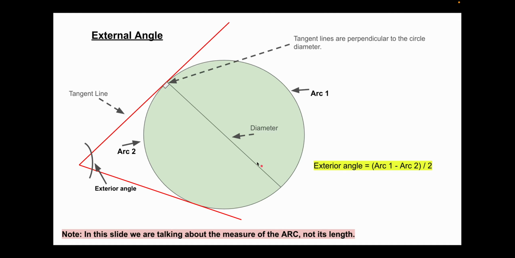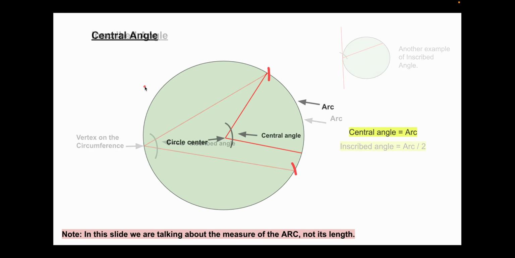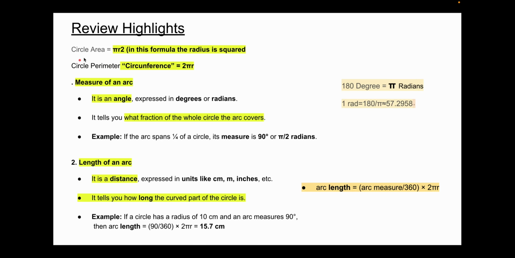The diameter is always perpendicular to a tangent line, creating a 90-degree angle. So let's do a quick review of everything that we've seen so far. The area of a circle is equal to pi r squared. Circle perimeter is equal to 2 pi r.